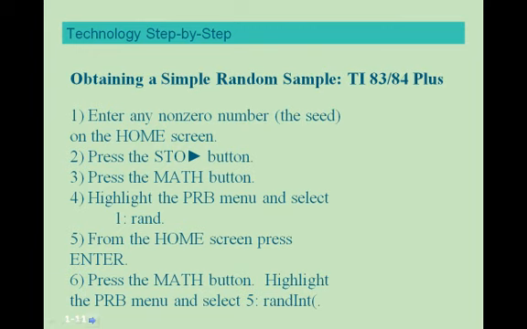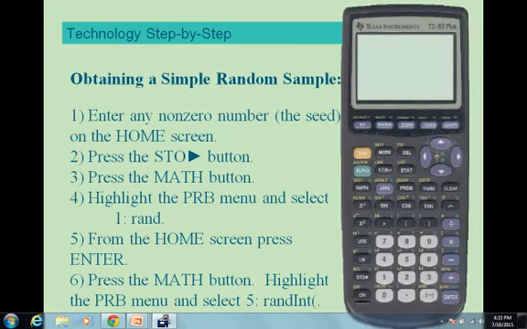So we're going to look at step by step how to do this on the TI-83 calculator. The first step is to enter any non-zero number, which we'll call the seed, on the home screen. So I'm going to use 34. Then we press the store button, STO, and it puts an arrow on the screen. Now we press the math button, and it takes us to the math menu. We want to arrow over to highlight the PRB menu.